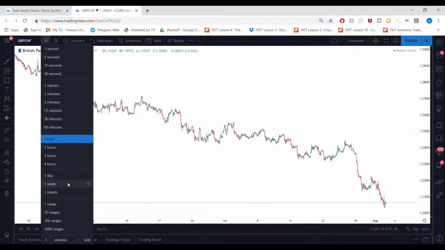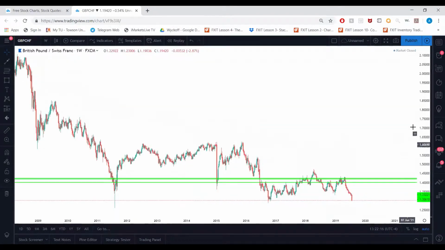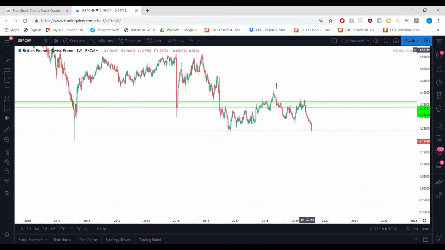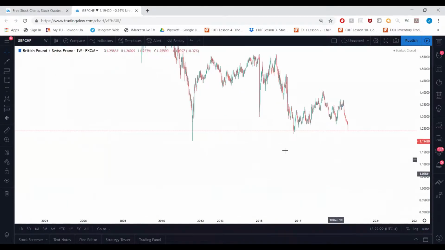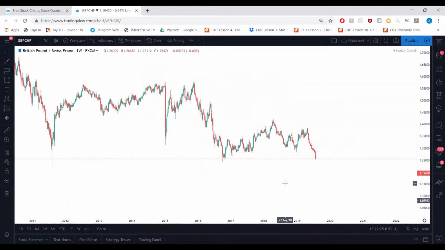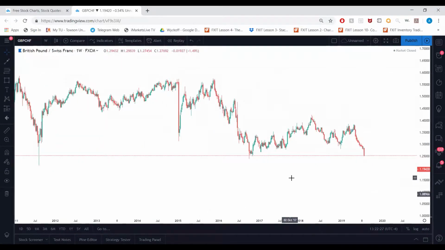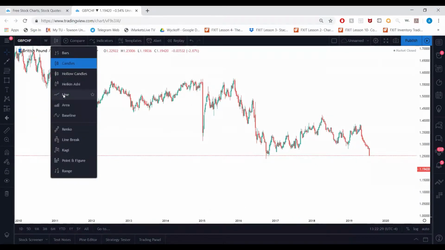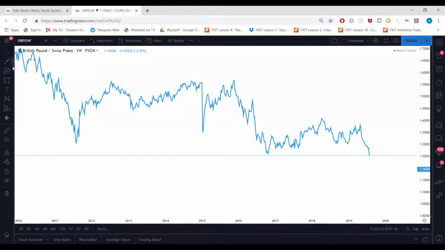And I would go on the weekly. So this is completely what people refer to as a naked chart. No indicators, nothing. So okay, here we have GBPCHF, right? So I want to trade. I'm going to turn this into a line chart and try to find the key weekly zones.